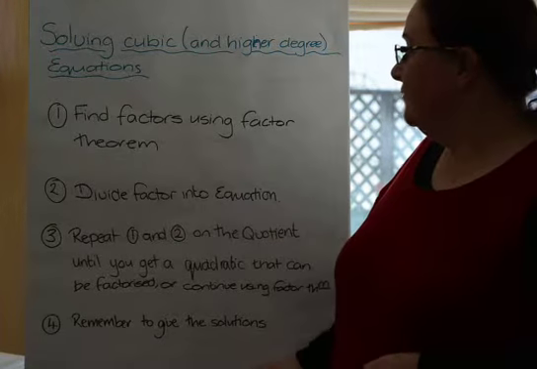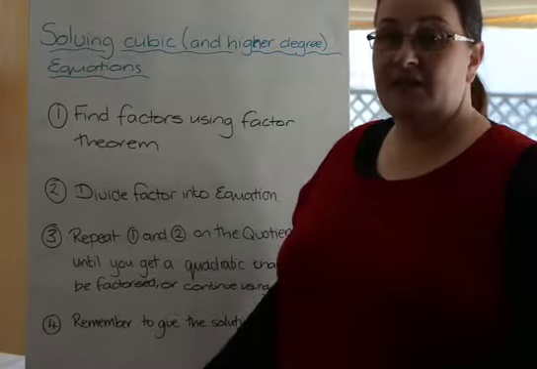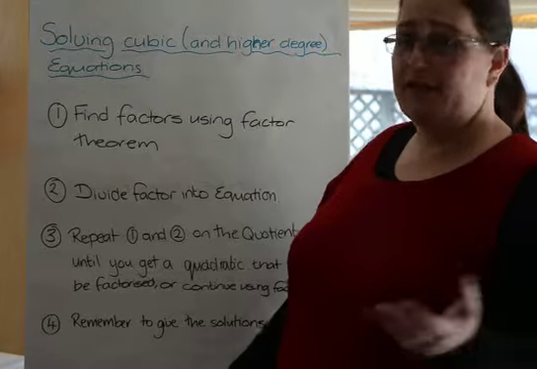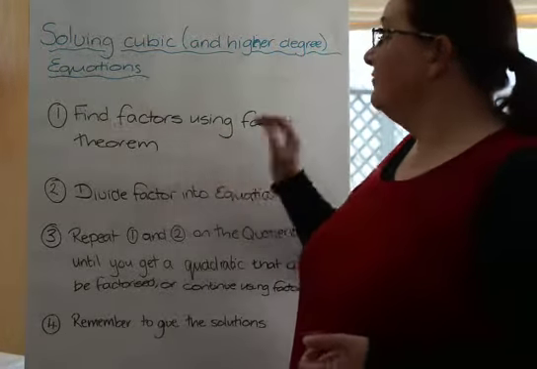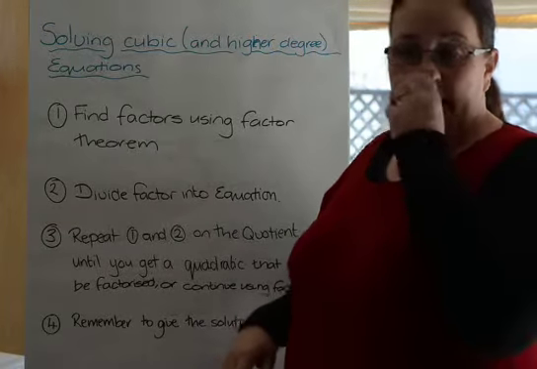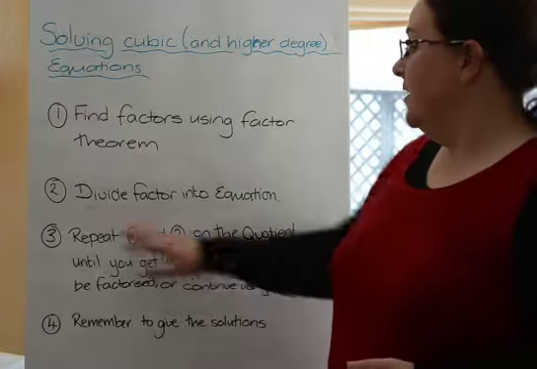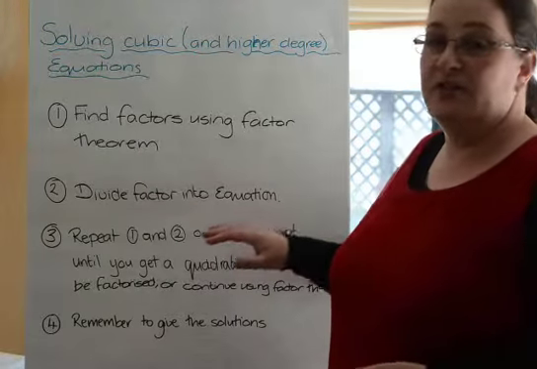then obviously you need to follow this process, and it is a process. It's very systematic, and if you follow the system, then you'll be fine. So the first thing we're going to do is find the factors using the factor theorem. We're going to substitute in values, look at what equals 0, and find the factors. We're then going to practice our long division and divide the factor into the equation.